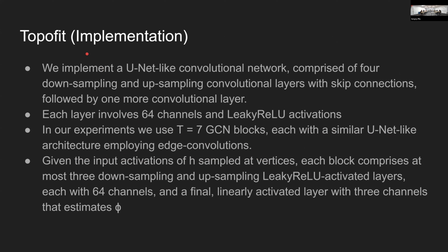Implementation: UNet shows up again in the CNN. 64 channels, leaky ReLU activations. There's 7 GCN blocks, each with a similar UNet-like architecture employing edge convolutions. I haven't worked with GCNs a lot, but I definitely am about to get my hands dirty with these, so I'm looking forward to that.